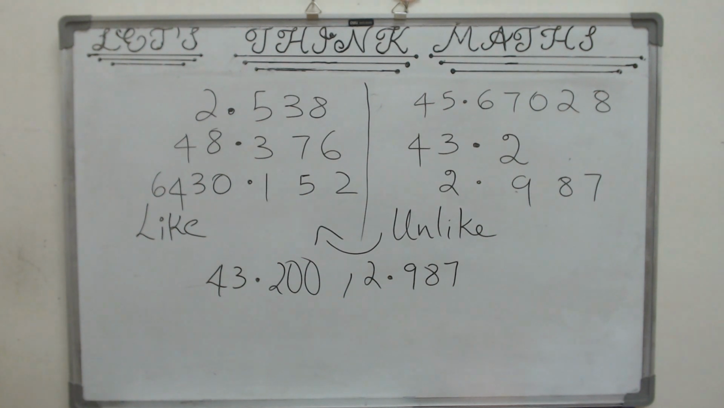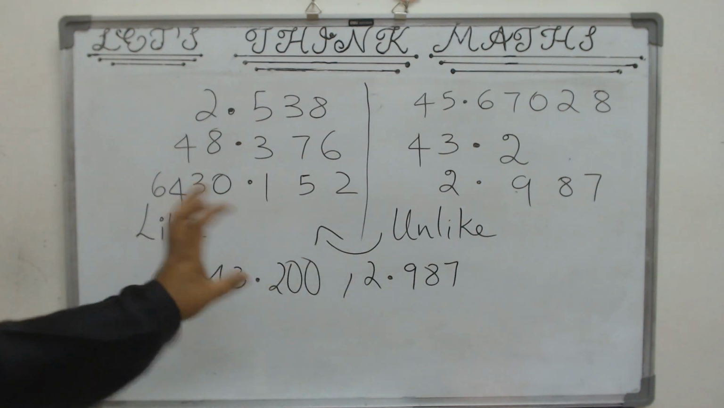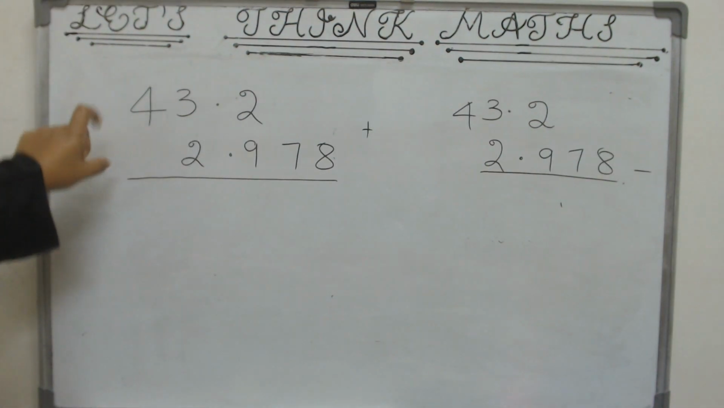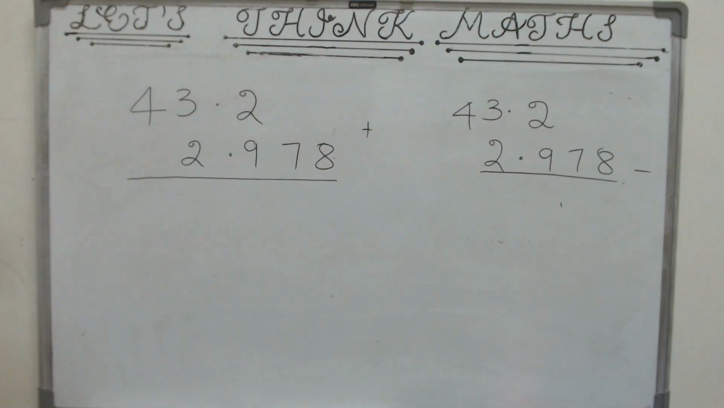Why did we do that? Because that is the only way we can add and subtract. To add and subtract two decimals, we need two like decimals. Let us see how to add and then subtract these two decimals.